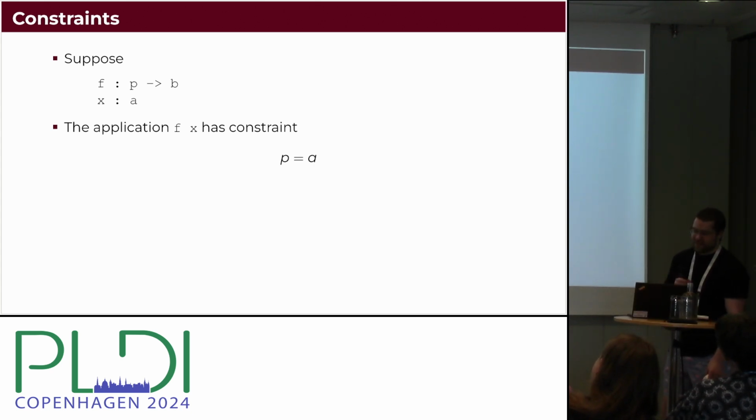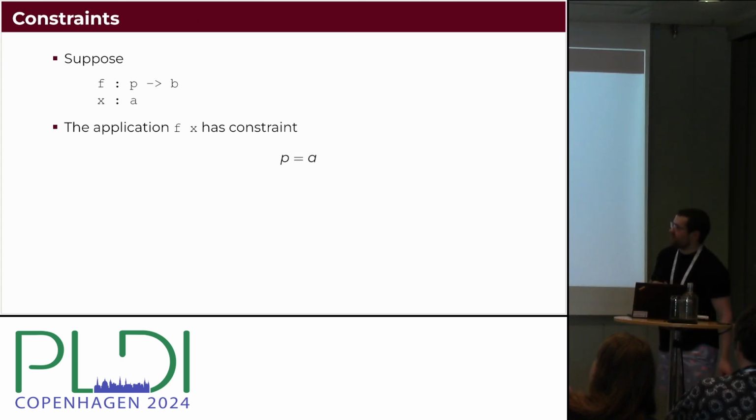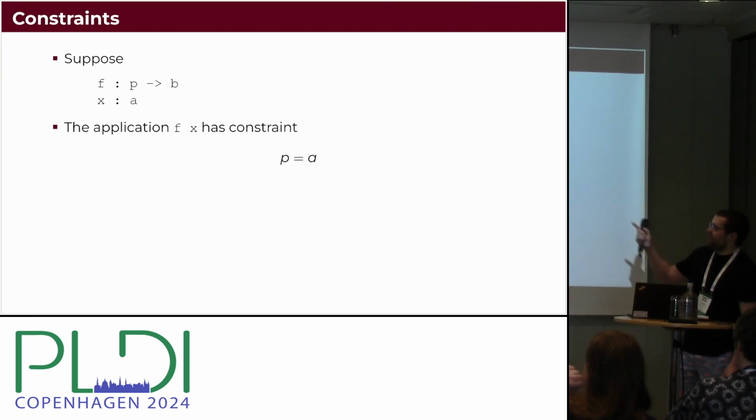If we're just looking at a function application, so here we have some function f, it takes some parameter type P, it has some output B, and it takes some input with type A. And we're looking at f applied to x here. In a normal application, we just have the constraint P has to equal A, right? To apply the function, the parameter type has to equal the argument type.